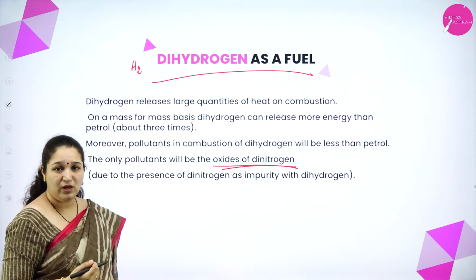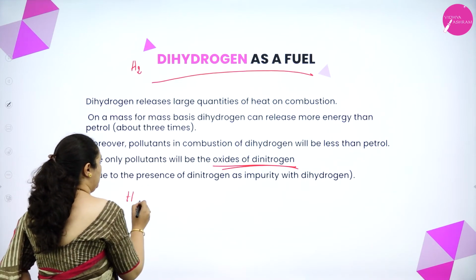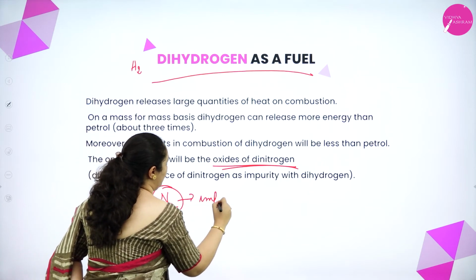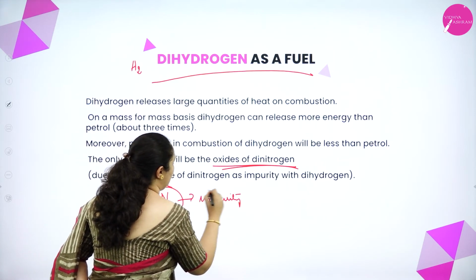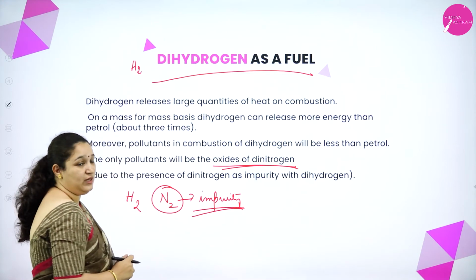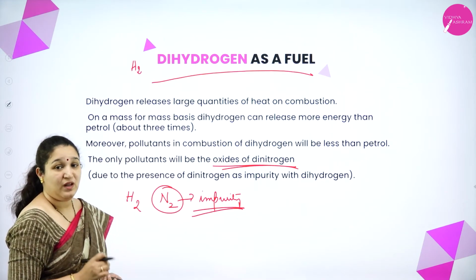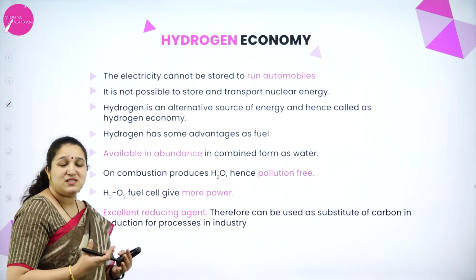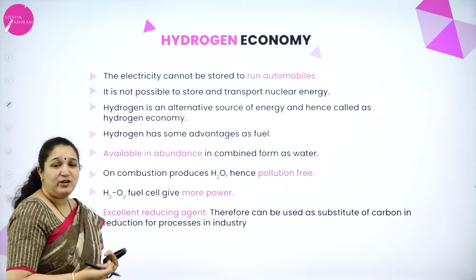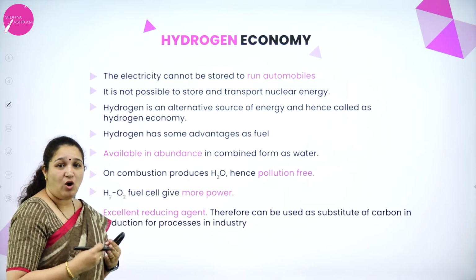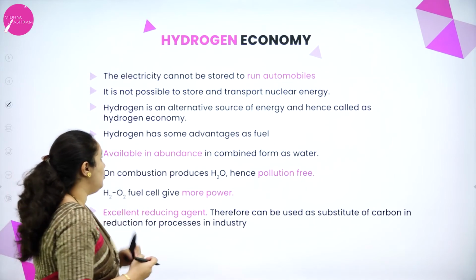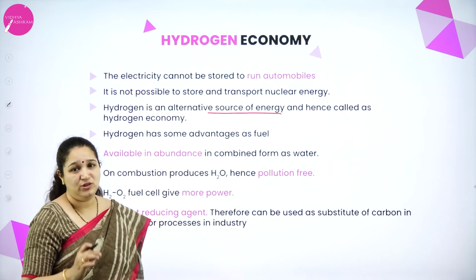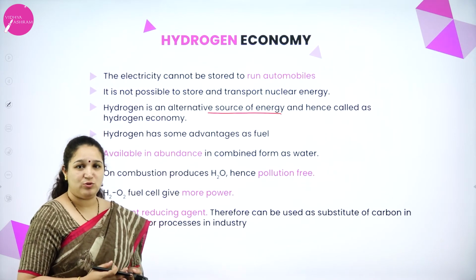Why dinitrogen? Because in dihydrogen, nitrogen is present as impurity. Thus, hydrogen can actually be used as fuel. More about it we learn in hydrogen economy. What is hydrogen economy? Hydrogen can be used as an alternative source of energy, and thus it is called hydrogen economy. Why only hydrogen?